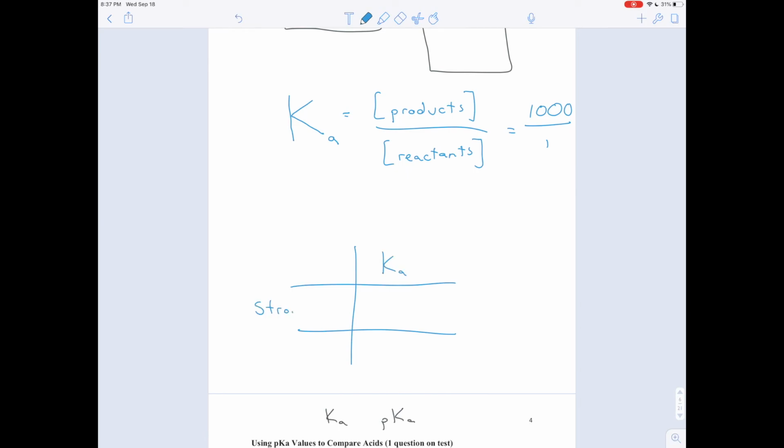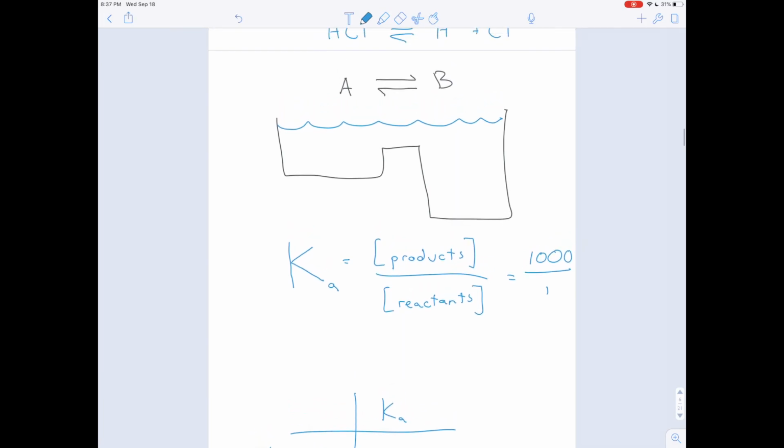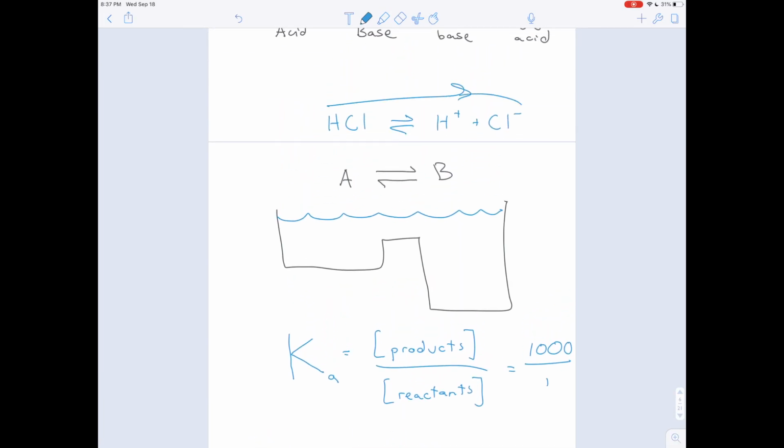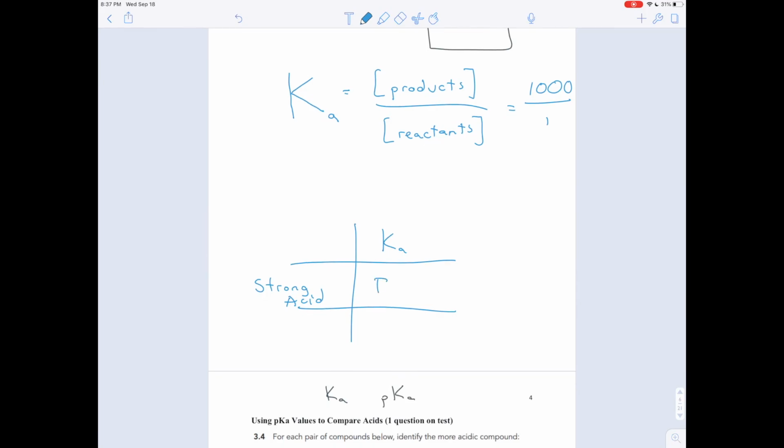Here, if you have a strong acid, then the acid will give away all its H's. You'll have mostly products, which means the top will be big, the bottom will be small, and Ka will be big. The bigger the Ka, the stronger the acid.